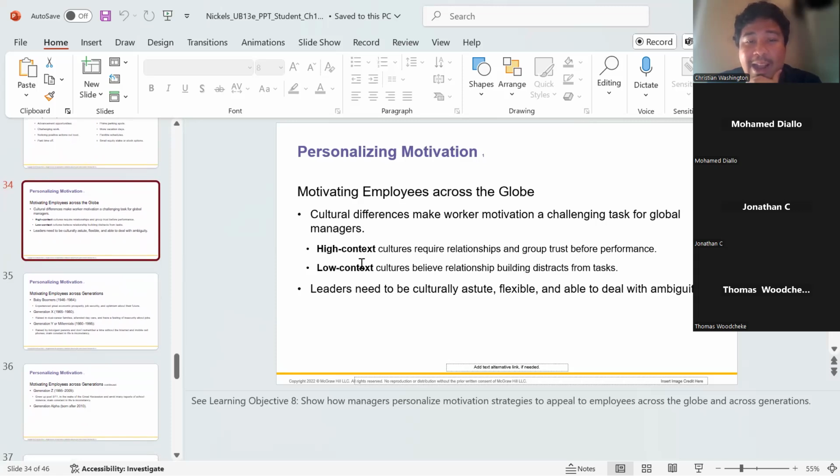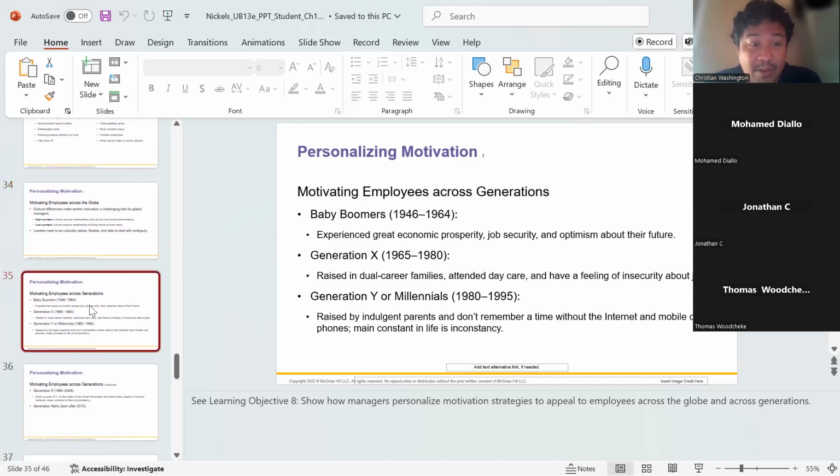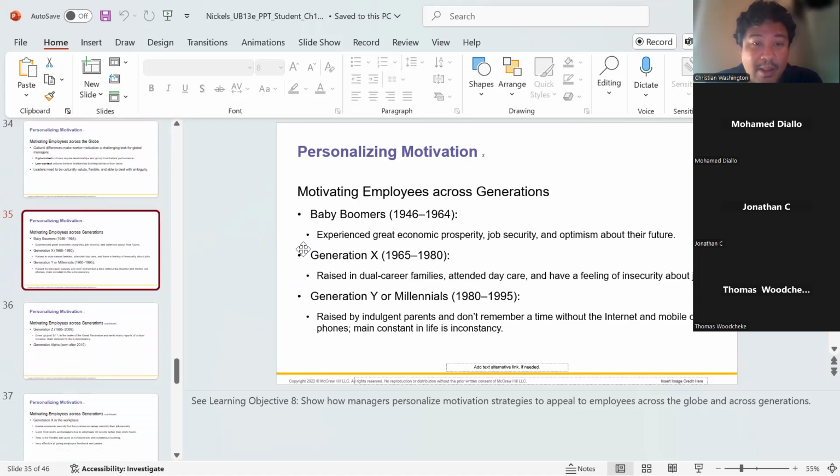They talk about high context and low context. High context culture requires relationships, group trust before performance. Low context believes relationship building distracts from tasks. It's a cultural aspect of it, right? So you need to be culturally fluid and understanding about that.